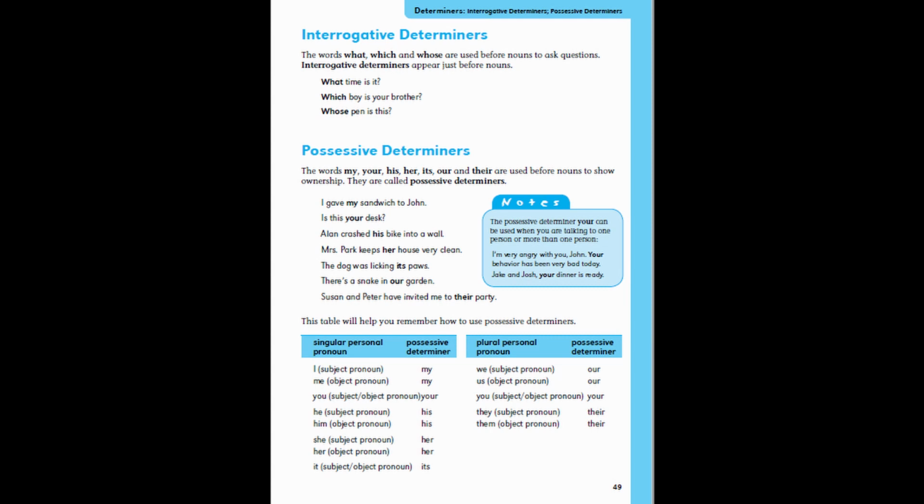I gave my sandwich to John. Is this your desk? Alan crashed his bike into a wall. Mrs. Park keeps her house very clean. The dog was licking its paws. There's a snake in our garden. Susan and Peter have invited me to their party. The possessive determiner your can be used when you're talking to one person or more than one person.